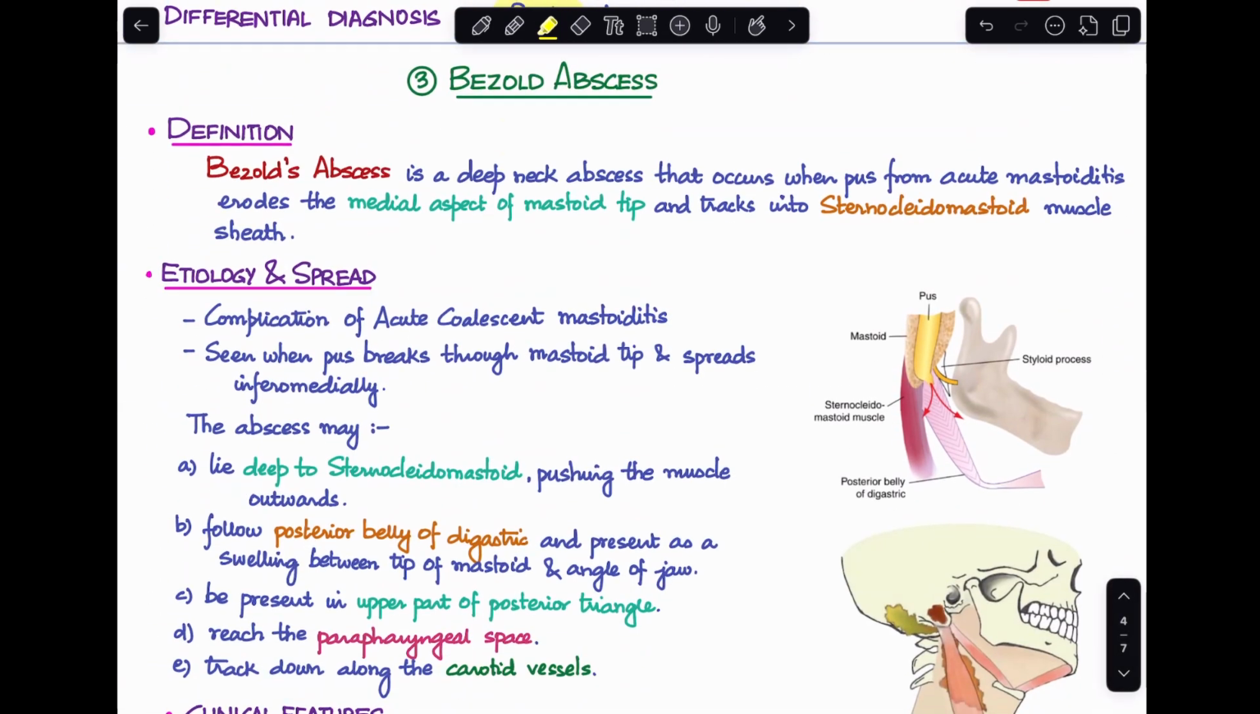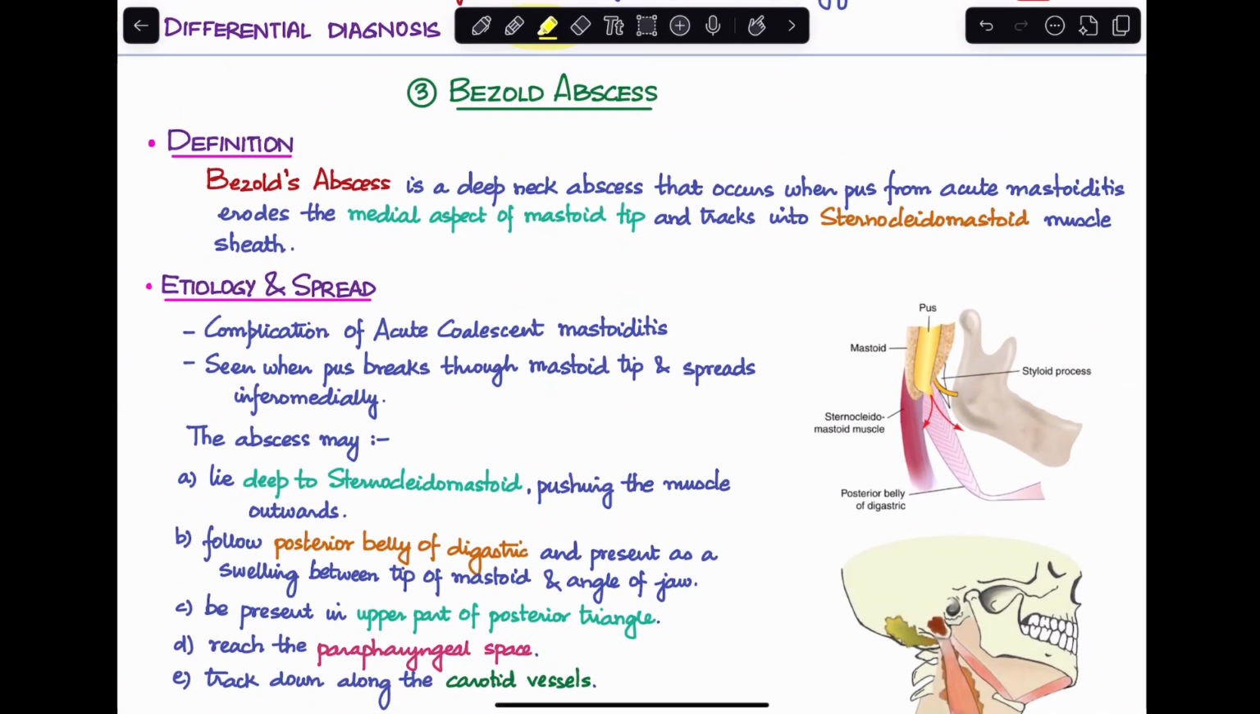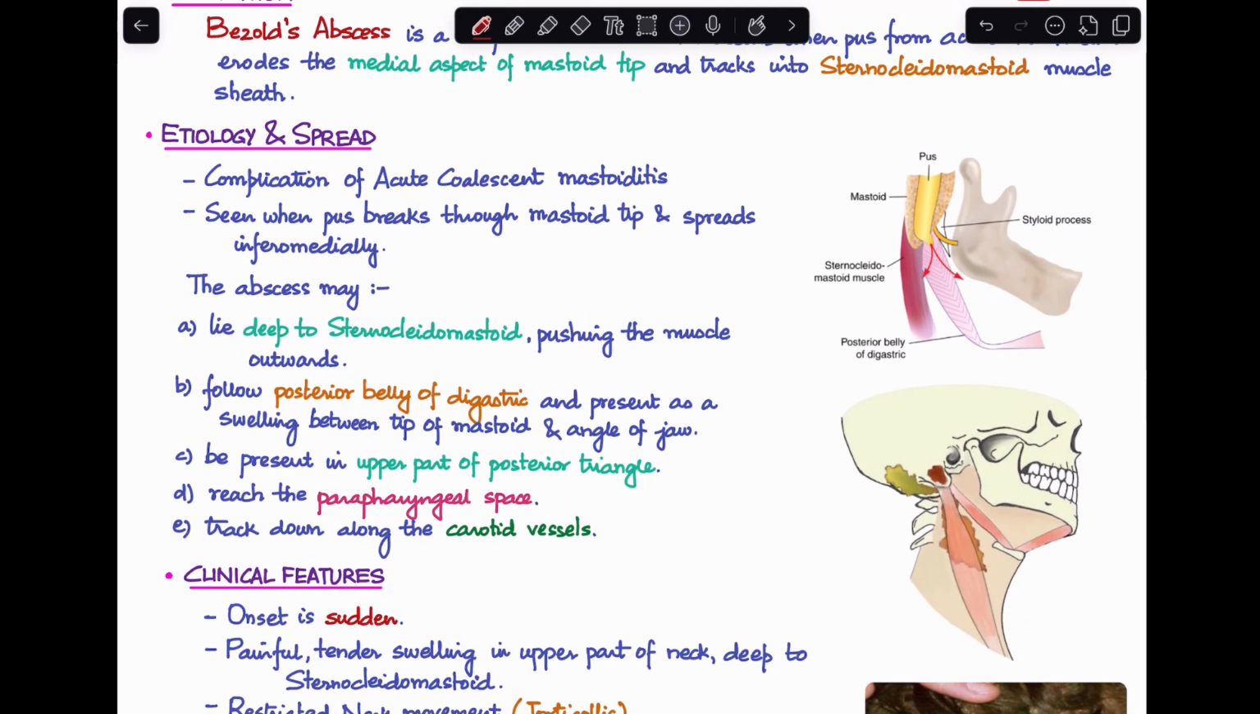Third one is known as Bezold's abscess. Now, what is Bezold's abscess? Bezold's abscess is a deep neck abscess that occurs when the pus from acute mastoiditis erodes the medial aspect of the mastoid bone. If you see in the image over here, the second image, this is the mastoid bone, the mastoid tip. When you see that there has been erosion in the medial aspect of the mastoid tip, it then starts tracking along the sternocleidomastoid muscle. And that's how it forms the Bezold's abscess.